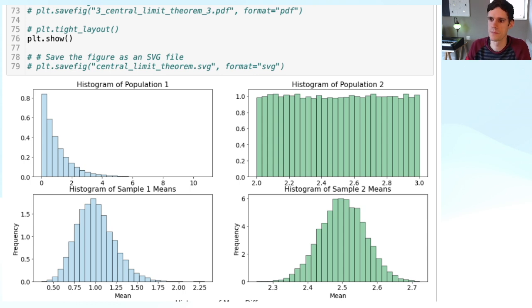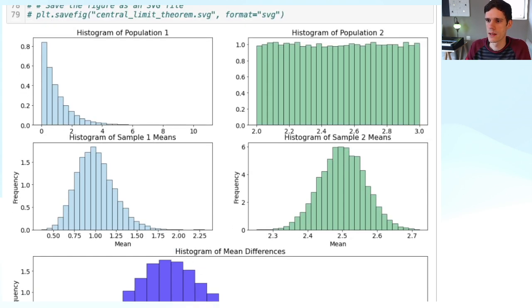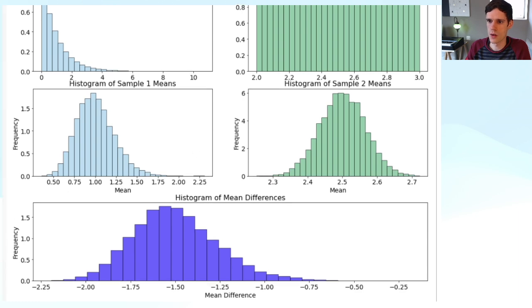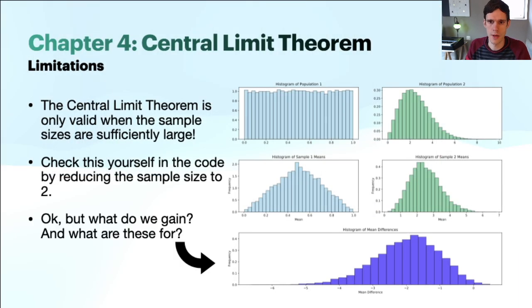Now, as a final remark, let's look at this last graph and what it actually represents. As a reminder, this histogram showcases the distribution of differences between sample statistics. We got sample 1 coming from population 1 and we computed its statistic. Then we had sample 2 coming from population 2 and we computed its statistic. And then for these two statistics, we computed the difference.